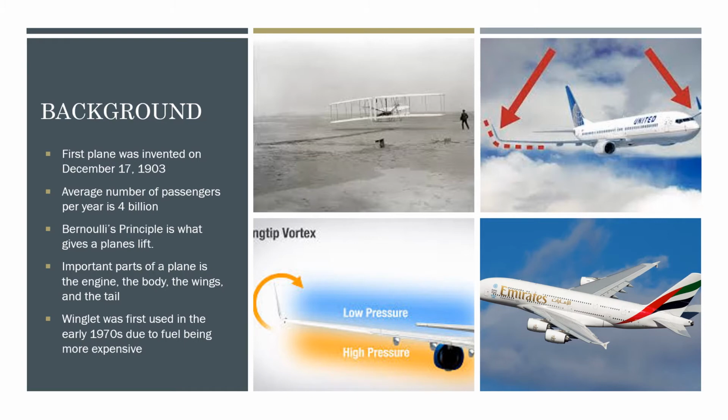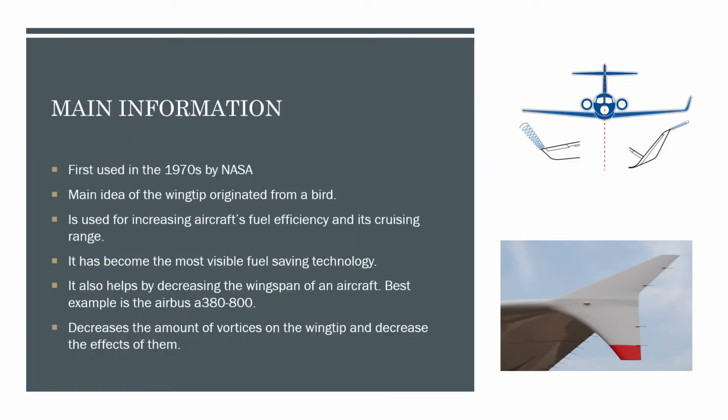The winglet was first used in the early 1970s due to the prices of airline fuel being more expensive. The wingtip was first used in the early 1970s by NASA. The idea originated from a bird. A bird would curl the tips of the wings at a cruising range so that they could use less energy. This ideology then translates to a plane.